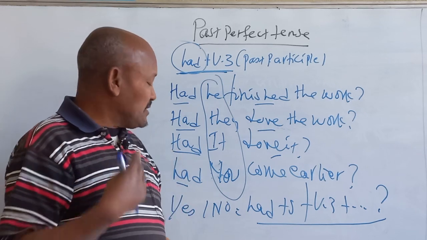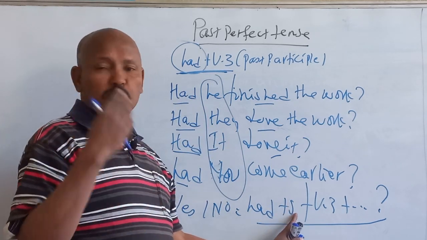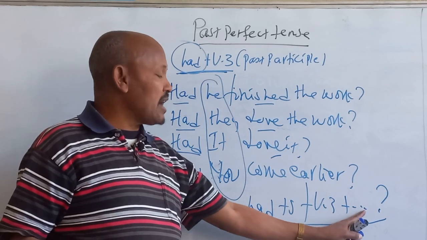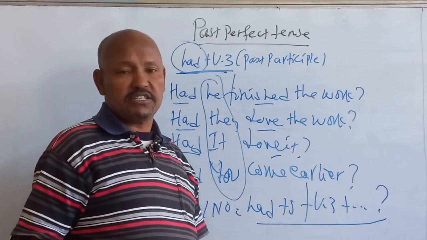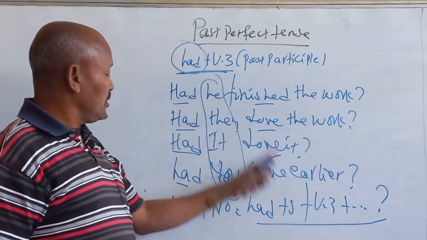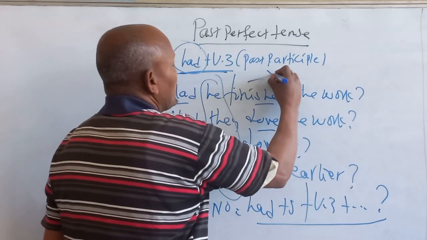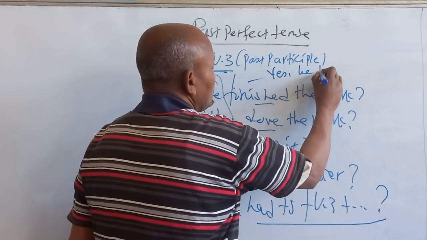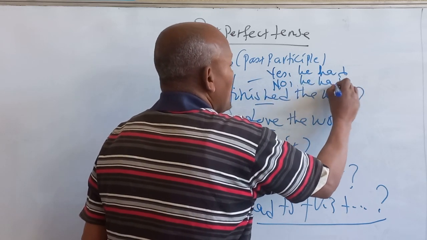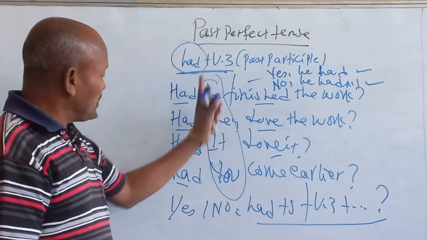If we make a question, what should come first is the verb "had", then the subject, then the verb in 3rd form, then the other elements. We make a yes/no question. Look here: Had he finished the work? Right. What could our answer be? Yes, he had. If not, No, he hadn't. It means either a positive or a negative response.